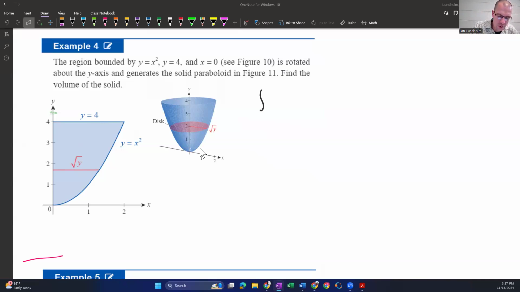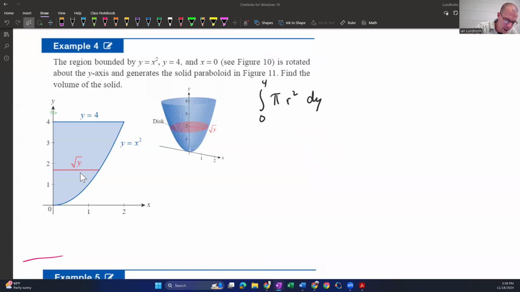Over all of this, we're going to integrate, it looks like, from y equals 0 up to y equals 4. Those are given to us as boundaries. Then we're going to be integrating with pi r squared as our area function; this is our disk method. We're going to integrate with respect to y, so we need to change r into something that is in terms of y.